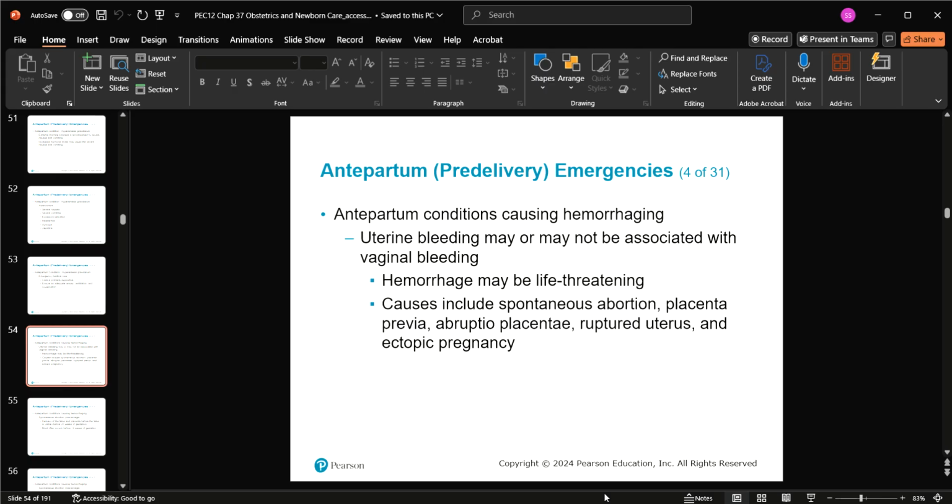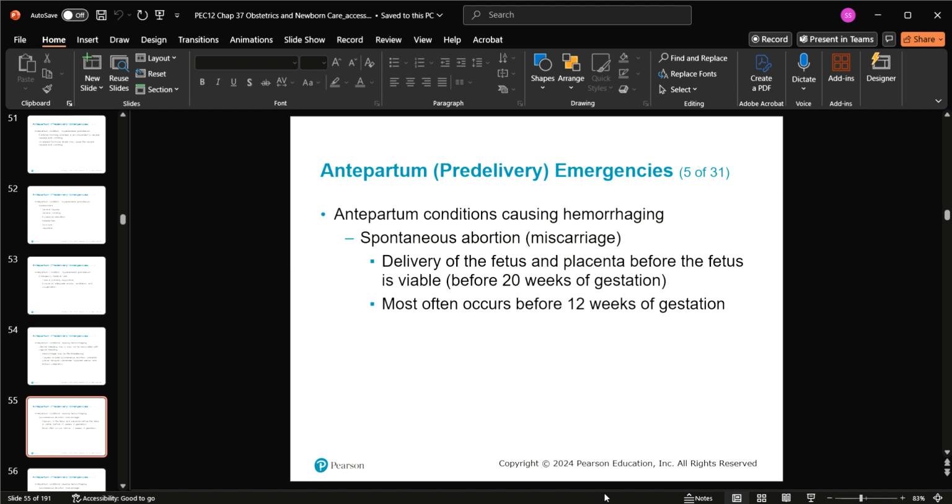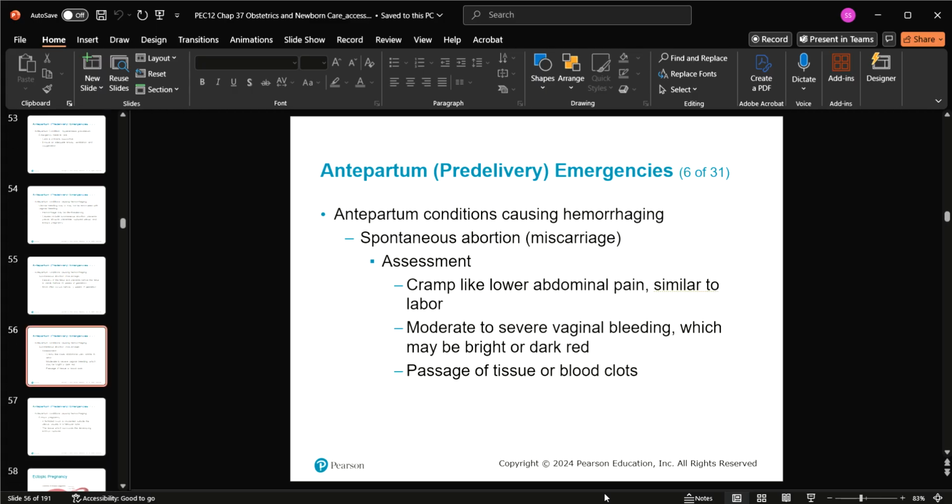These are some things that you're guaranteed to see on your exam, and we're going to talk about them more in depth as we get to them, when we talk about placenta previa, abruptio placenta, abruptio of the uterine lining, and what an ectopic pregnancy is and why that is a life threat. I'm talking about spontaneous abortion. We briefly discussed this earlier. That's a delivery of the fetus before 20 weeks. You might see this on a test question about the definition of a spontaneous abortion. It is the delivery of the fetus and placenta before 20 weeks.